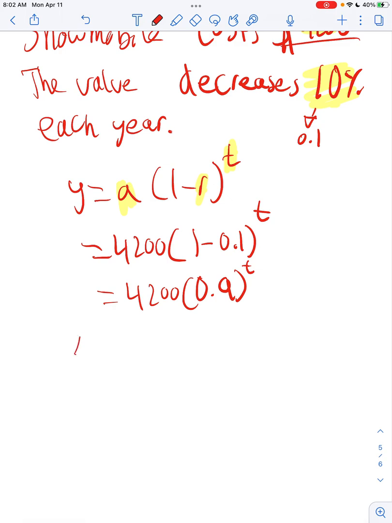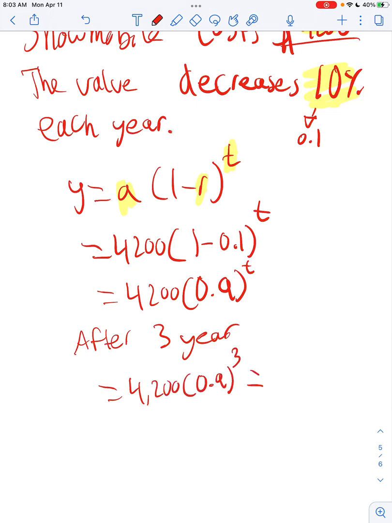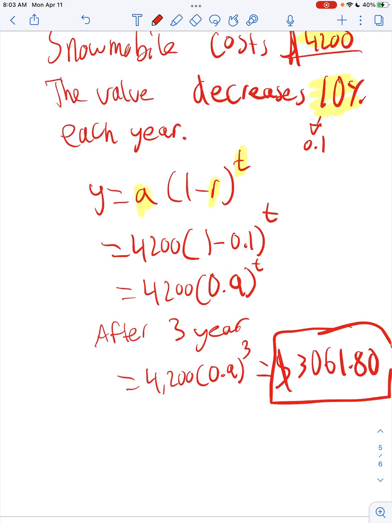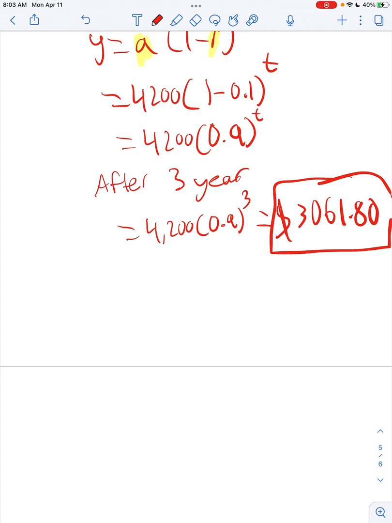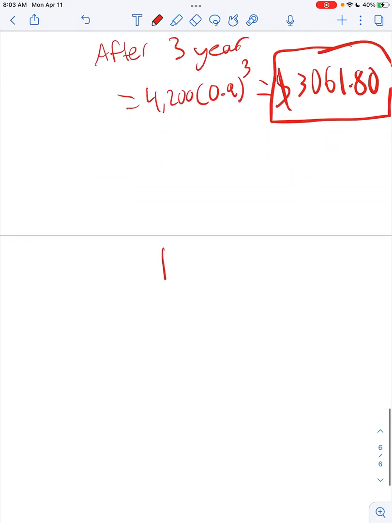Now, the question said, what is the value after 3 years? Well, all I have to do is plug in 3 for T and calculate it. Again, please use a calculator. So after about 3 years, you would approximately lose, what is that? $1,150. So not great, but again, hopefully you got a lot of enjoyment and you rode that snowmobile a lot. So now we can graph it.